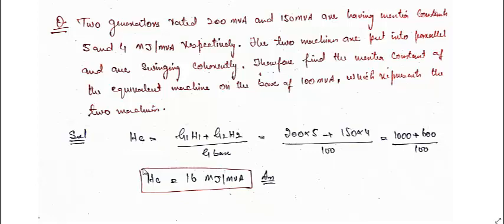Let us try to do a numerical on this. This is a very simple numerical based on this equation. Two generators rated 200 MVA and 150 MVA have inertia constants 5 and 4 megajoules per MVA respectively. This one is calculated on this base, and this one is calculated on this base. The two machines are put in parallel and are swinging coherently. Find the inertia constant of the equivalent machine on the base of 100 MVA, which represents the two machines.